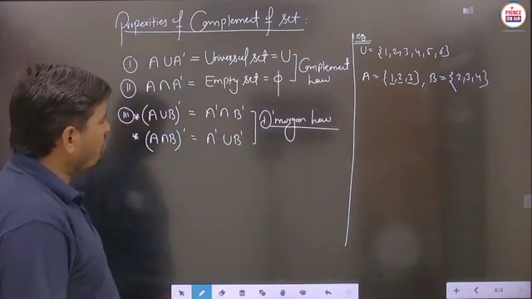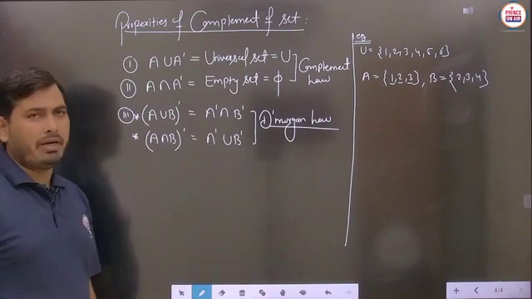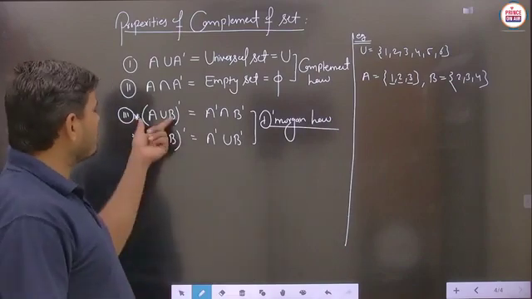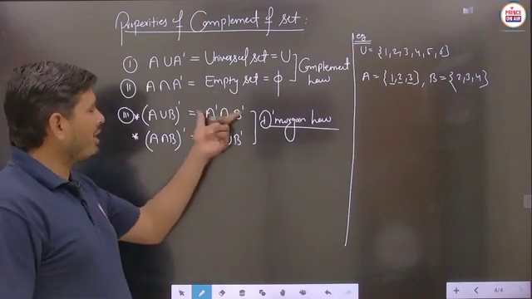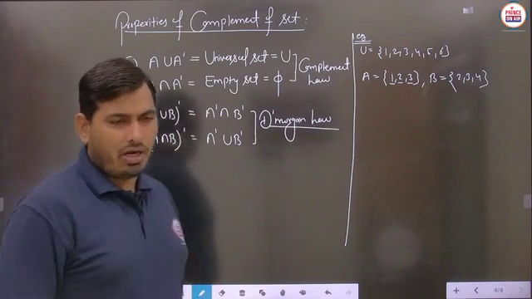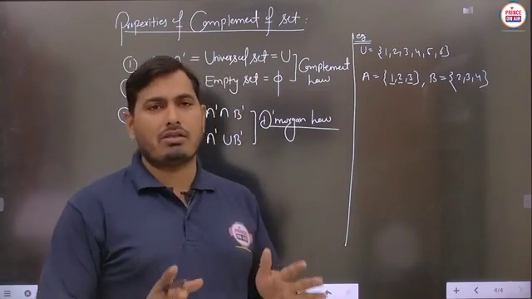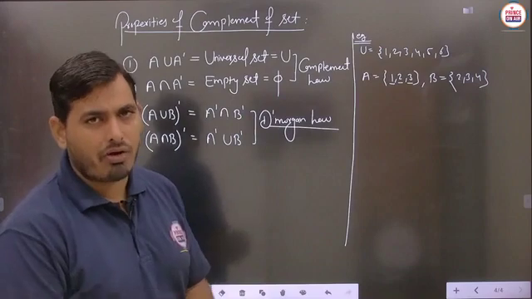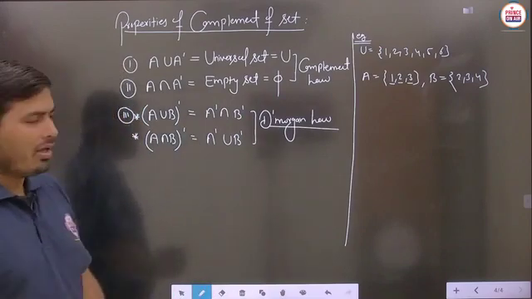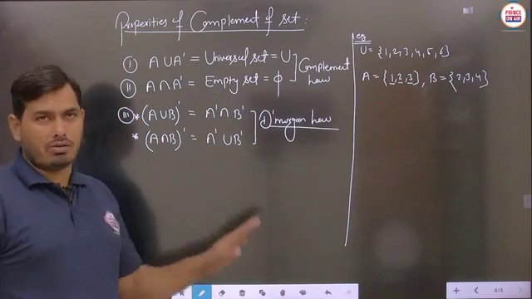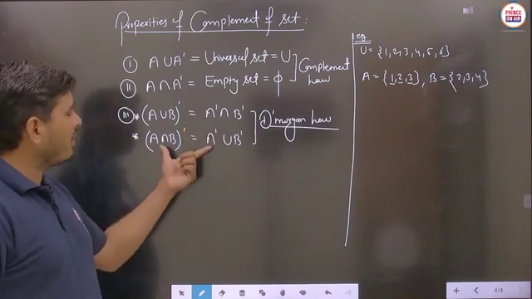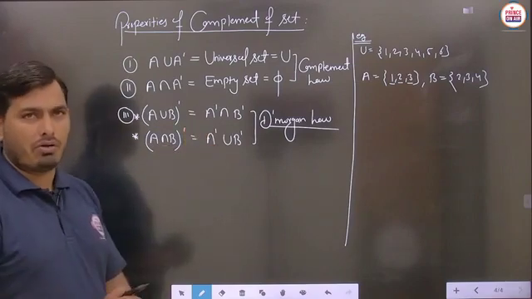Now students, to verify this very first law, (A union B) dash, we obtain the answer of the left hand side and the answer of the right hand side, and then check whether both answers are equal. If they are equal, then you can say the law is verified. Similarly, we can also prove the other part. Is it clear?